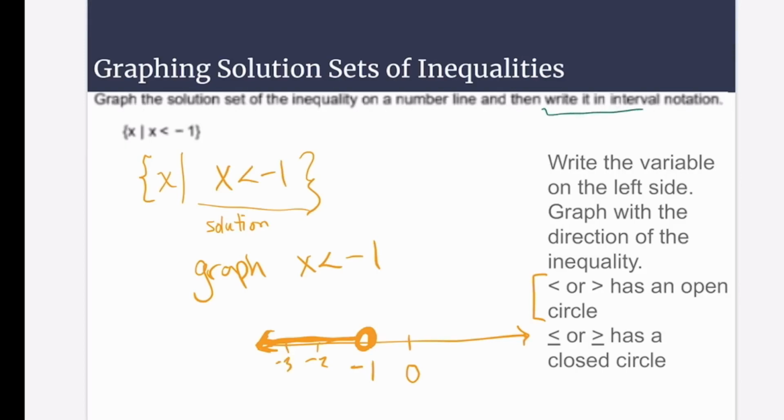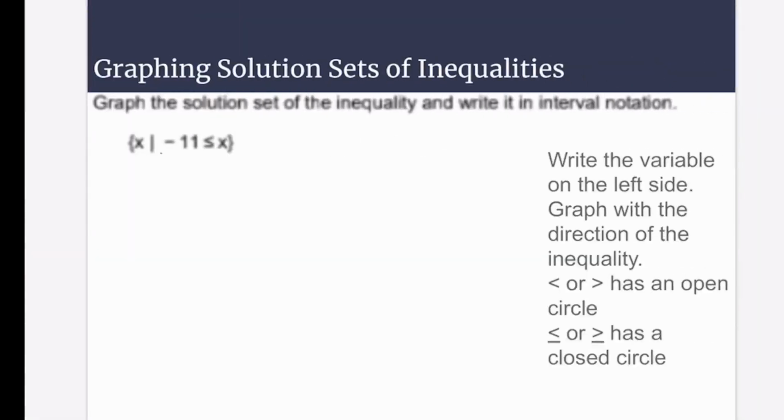We also have to write it in interval notation. So if you're going to the left, it's going on forever and ever, hence the arrow. So that's going to negative infinity. So as an interval, we would write our solution as negative infinity to -1. That would be our interval. We're using parentheses because of the open circle. And there you go. So that's one example.